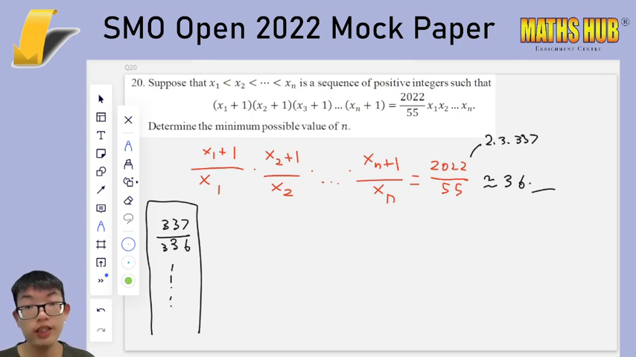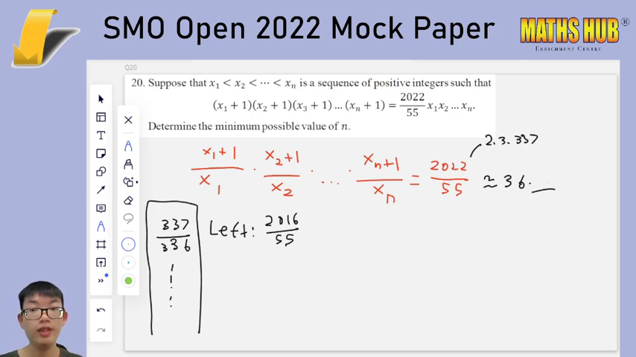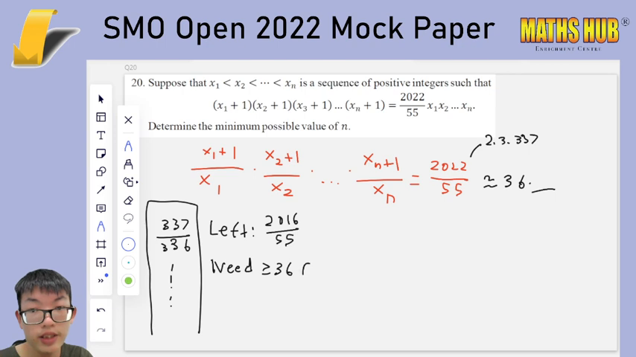If we took this one, which is the biggest of those categories, what we'll be left with is 2 times 3 times 336 over 55. So 2 times 3 times 336 over 55 means that we'll need the rest of the fractions to multiply to 2016 over 55, which is still 36 point something. Now, the bound that we have would be that I need enough fractions to get to 36 point something. And in order to do that, I need at least 36 fractions, right? Because I need 36 or more fractions.